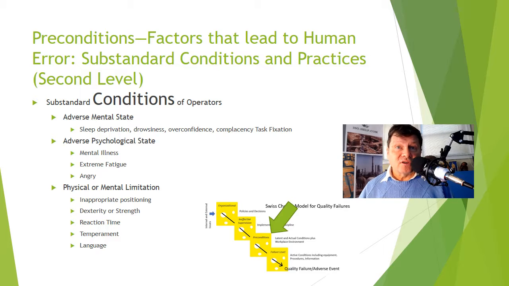Then there's an adverse psychological state, which is mental illness or extreme fatigue or anger or any of a dozen negative psychological states which might be a source of failure. And finally, there's a physical or mental limitation that keeps someone from doing a job properly. This might be an inappropriate positioning of a person on a job, and it might be dexterity or physical strength related, concentration, reaction time, or any of a dozen things which are a physical factor that's a contributing factor to the failure. Language barrier might also fall into this, where there's a lack of ability to understand or carry out an operation on the basis of language.